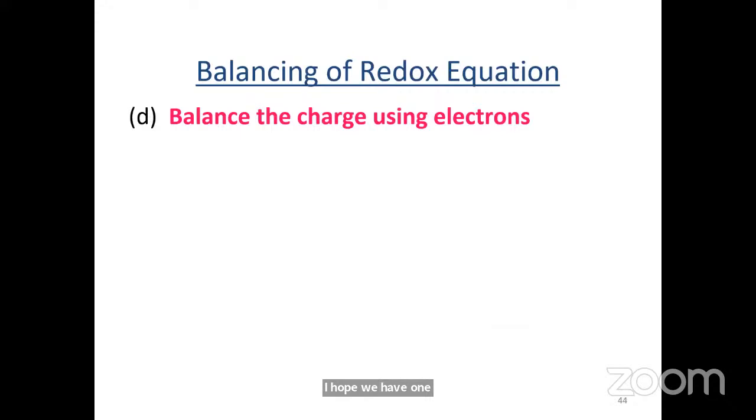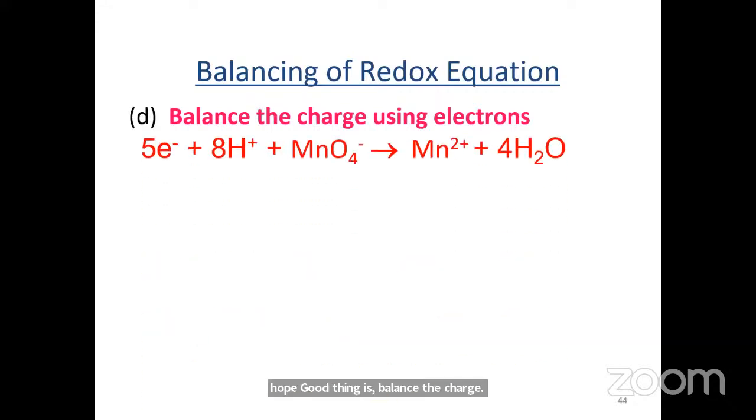The next thing is balance the charge using electrons. Now, for MnO4 minus, we have said the oxidation state is +7, while the Mn2 plus is +2. The difference between them, 7 and 2, is 5. That is why we are adding electrons. Another way we can look at it is that we have 8 hydrogen ion. That means we have 8 plus. On the permanganate ion, we have -1. 8 minus 1, 7. On the other side, we have +2.